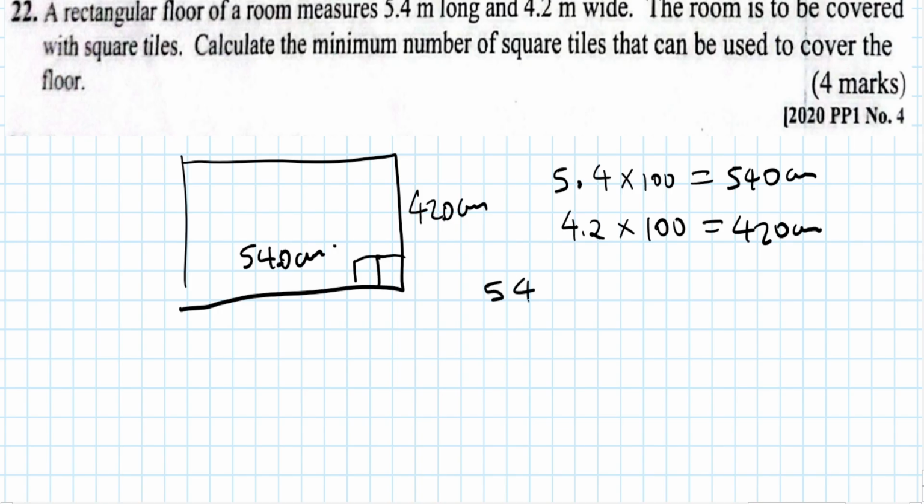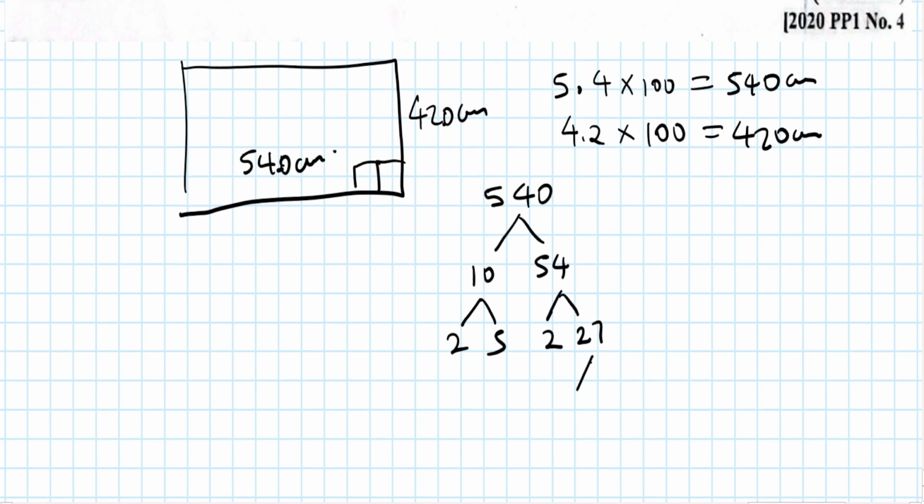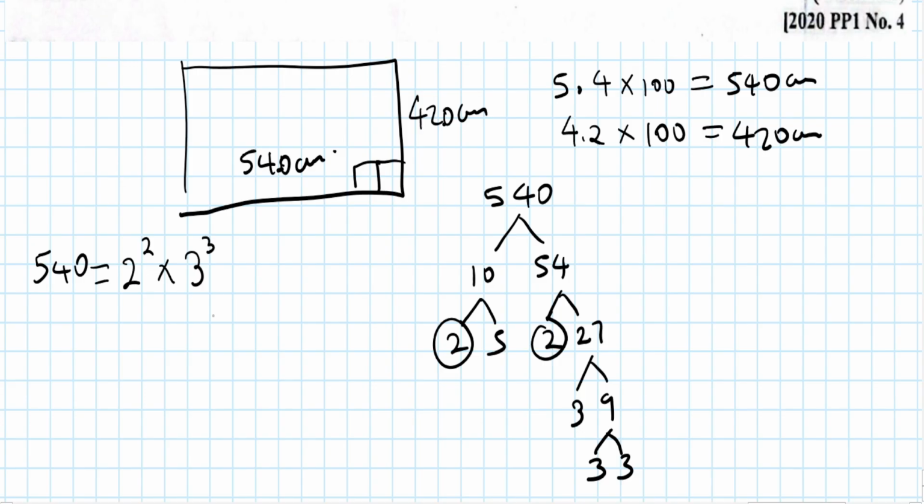Again, there's another way. So you do it this way: 54 times 10, and then obviously this is 2 and 5. So this is 27 and 2. This will be 9 and 3, divided by 3 again, 3 and 3. So 540 is going to be written as, because we have only two 2's, 2 squared times 3 cubed because we have three 3's, and then followed by 1 5.